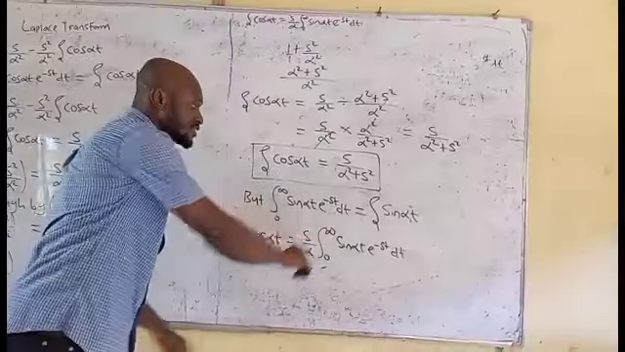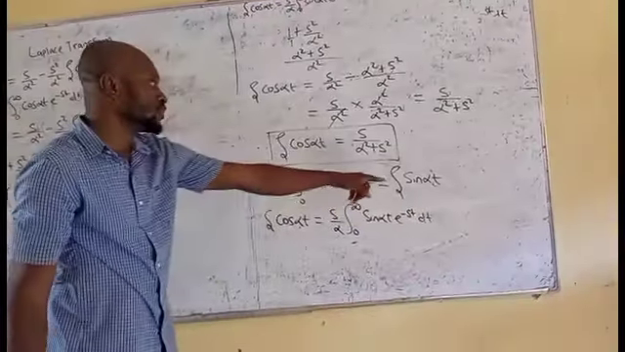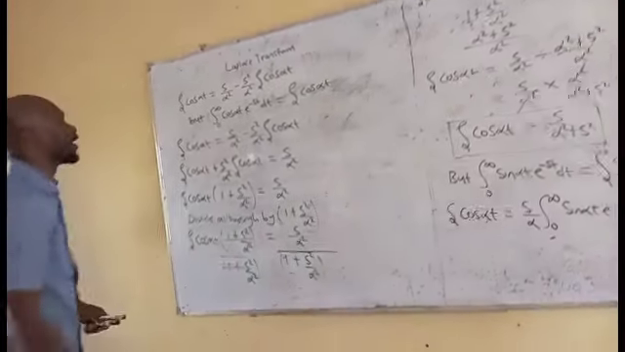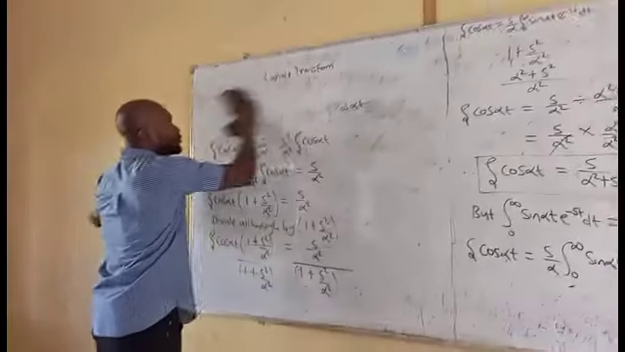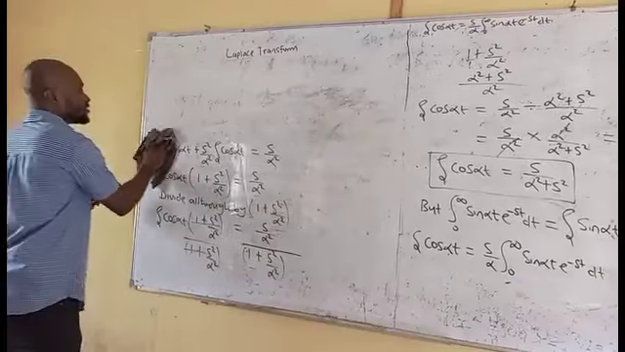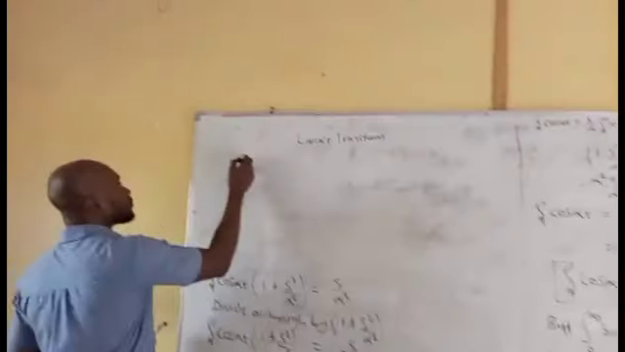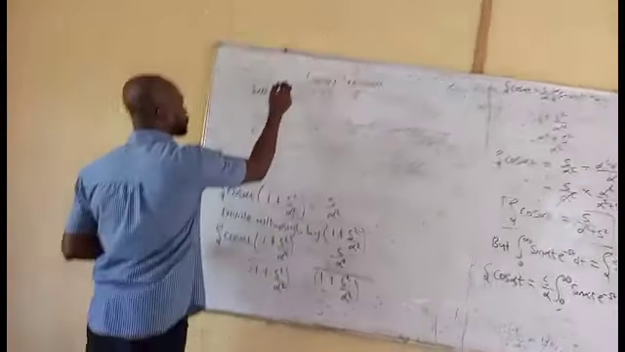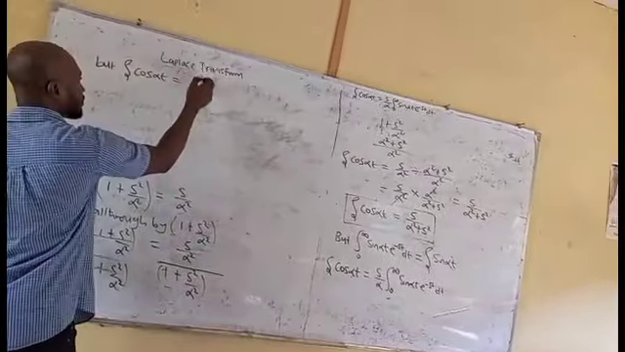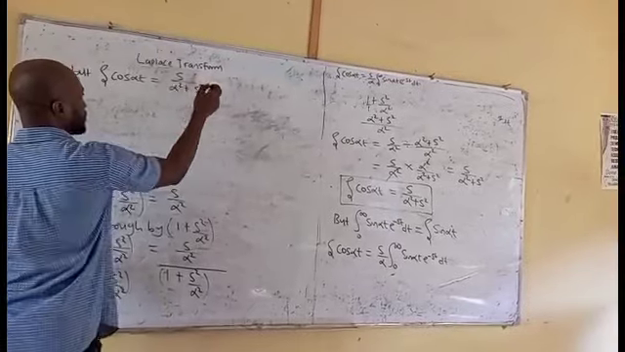So knowing that the integral from 0 to infinity of sine alpha t e to the minus st dt will give you the Laplace transformation of sine alpha t. So from here, I can now get my Laplace transform of sine alpha t because I've gotten my Laplace transformation of cos alpha t. Laplace transformation of cos alpha t is equal to s over alpha squared plus s squared.